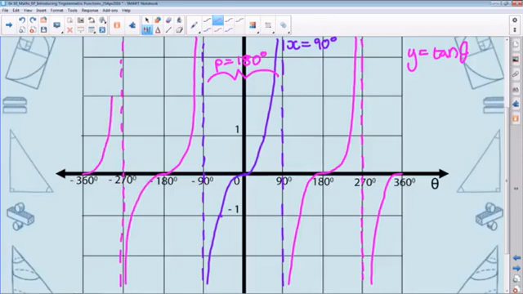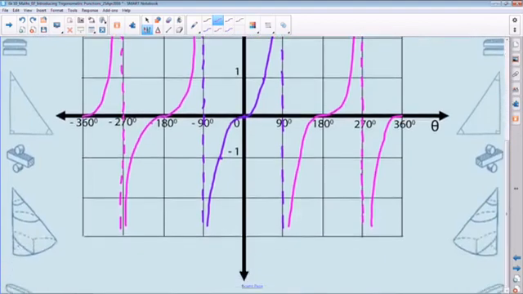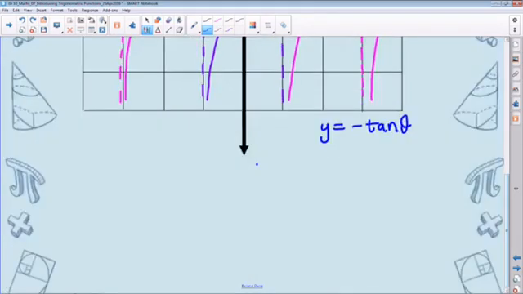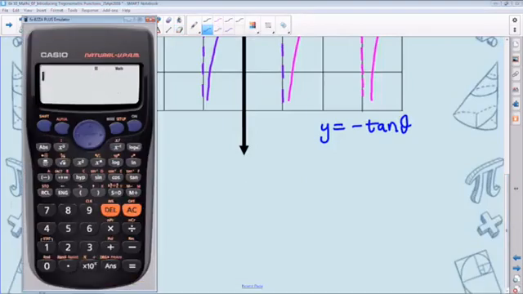Now, if we wanted to reflect this function or any of the other functions, can you guess what we would do? If you said we would multiply it by a negative, you would be correct. To reflect it, it would be y equals negative tan of x, or negative tan of theta. And let's extend the page. And let's look at our calculator. Now, if we do negative tan of 45 degrees, we're going to get an answer of negative 1.